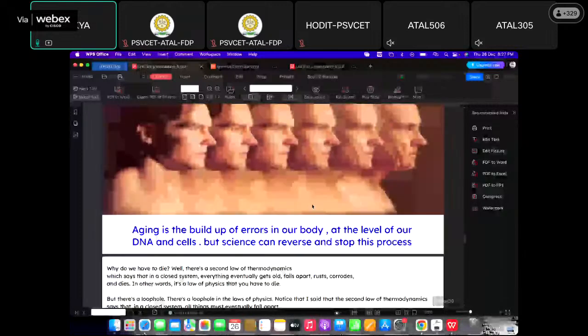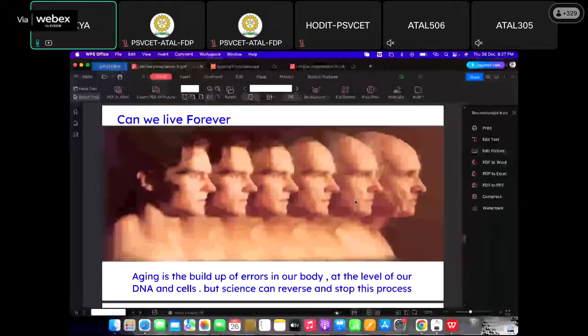Then one more thing, with the help of quantum computers, you can solve the issues of reverse aging. Can we live forever? This one. So aging is the buildup of errors in our body, at the level of our DNA and cells, but science can reverse and stop this process.